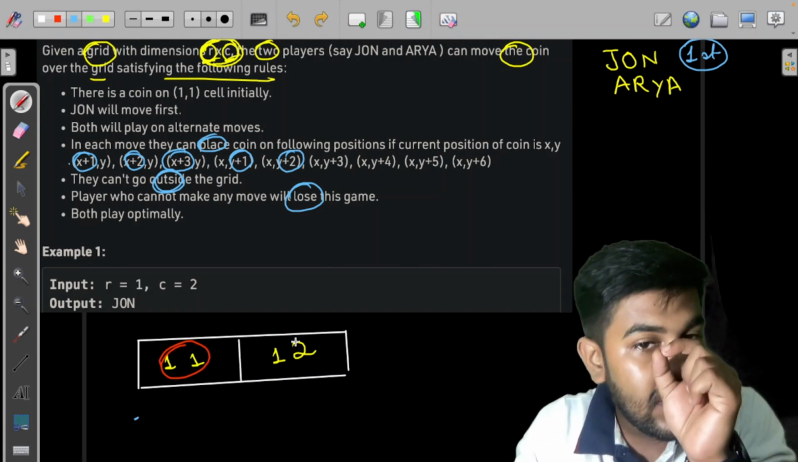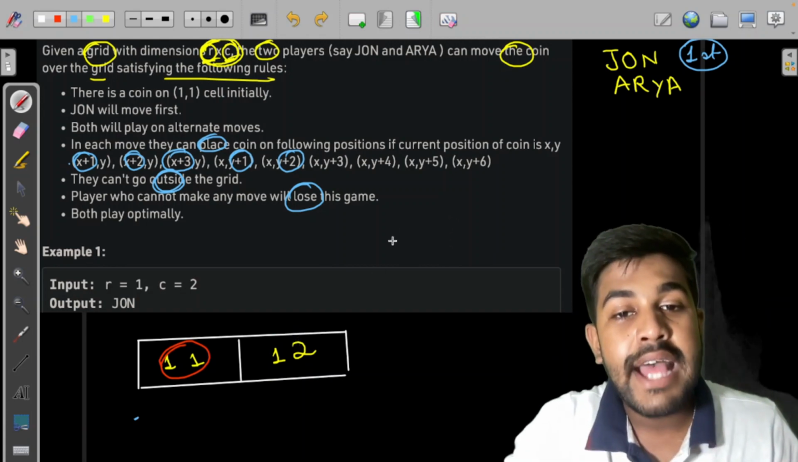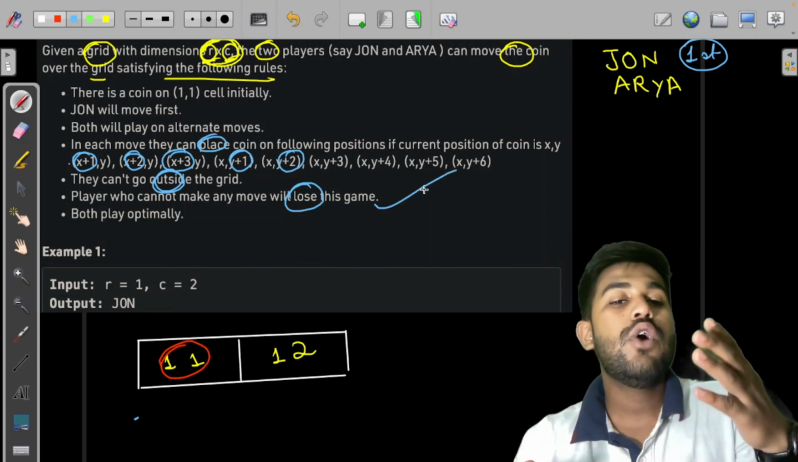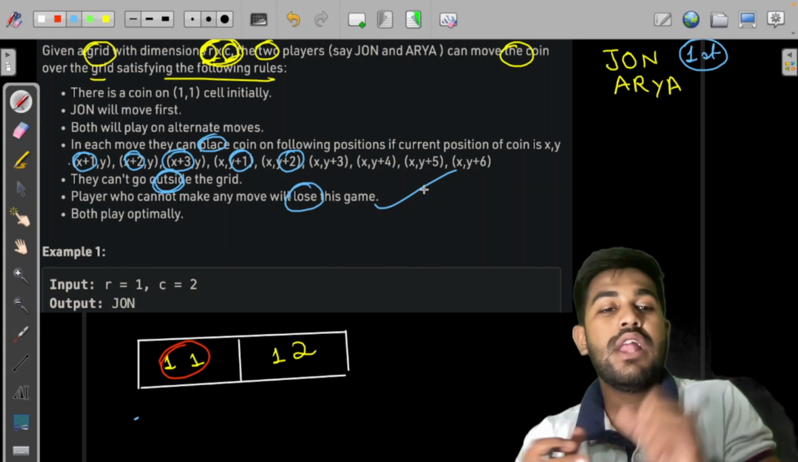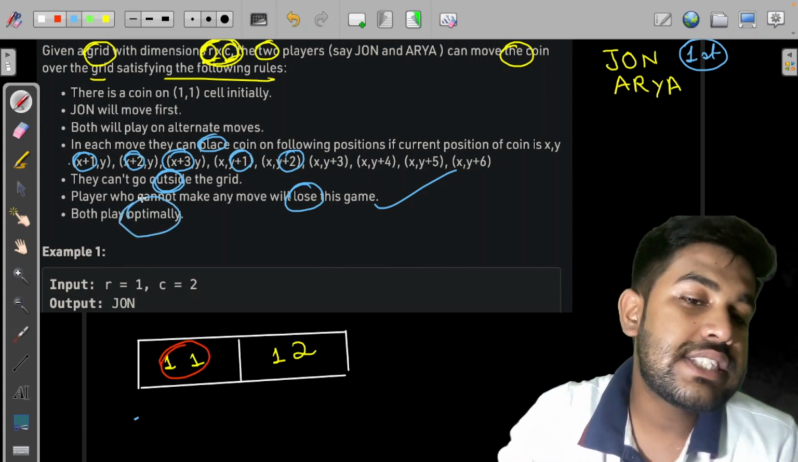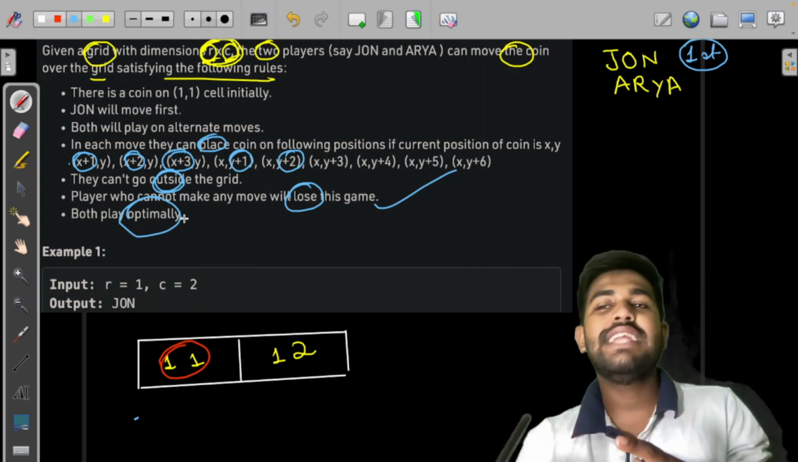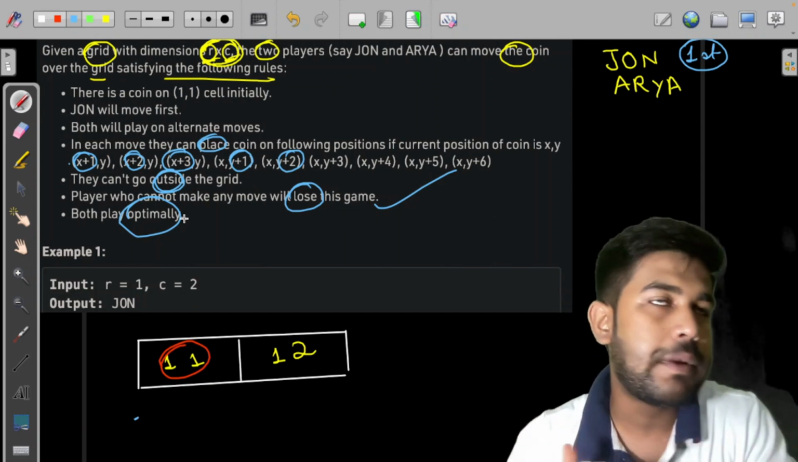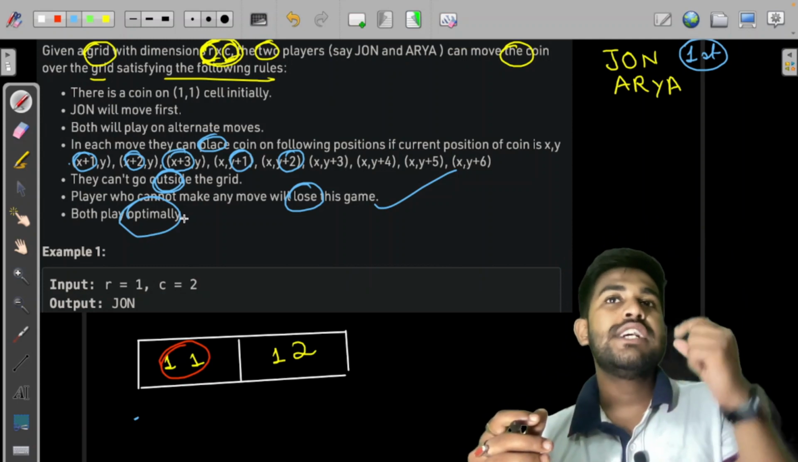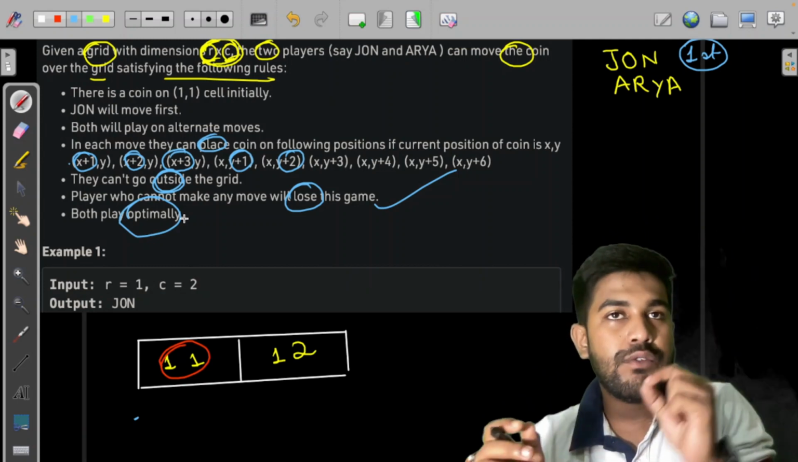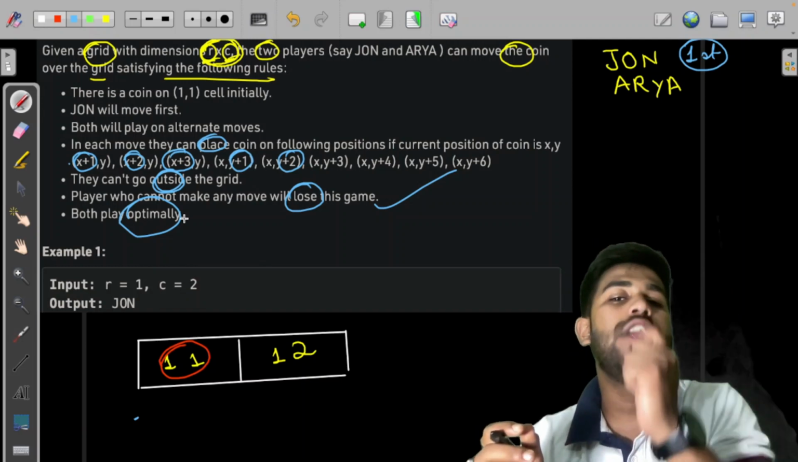Now if I am at this position where I can do nothing, that means the next person who can't perform any operation would lose the game. Now they both play optimally. We see a lot of game theory problems where it is written that both players are playing optimally. What do we mean by this? This means that in the current scenario, both of them would make the best decision that is available to them.